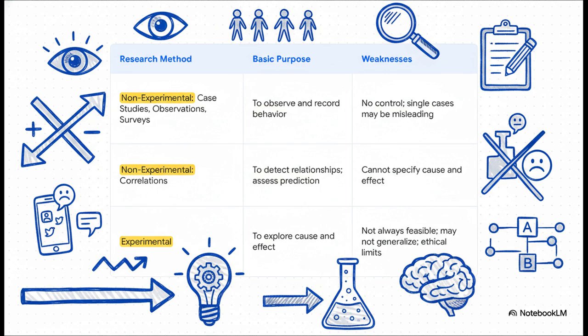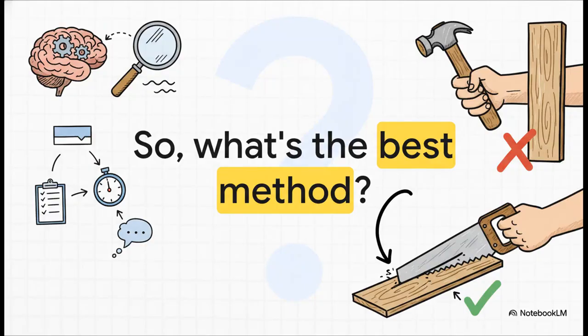So if you really want to find out if one thing causes another, you have to bring out the big gun, the experiment. This is where you actually change one thing on purpose. Say, you have one group use social media while another group just reads a book to see if it has an effect on their mood. That is how you isolate cause and effect. So you might be sitting there thinking, all right, so which one is the best? And the answer is, it totally depends on the question. You wouldn't use a hammer to try and saw a piece of wood, right? It's the exact same idea here. You pick the research tool that's built to answer the specific question you're asking.